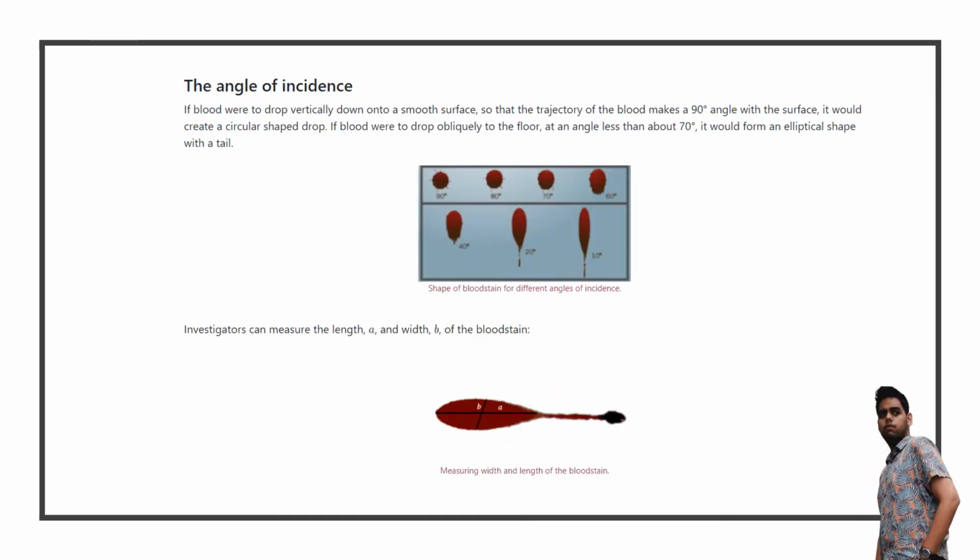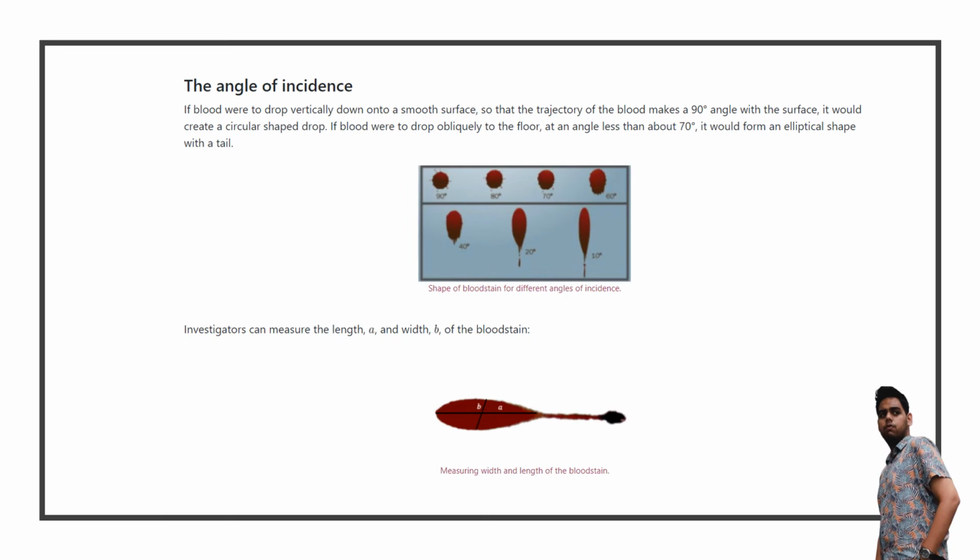Incidence. If blood were to drop vertically down onto a smooth surface so that the trajectory of the blood makes a 90-degree angle with the surface, it would create a circular shaped drop. If blood were to drop obliquely to the floor at an angle less than about 70 degrees, it will form an elliptical shape with a tail. Shape of bloodstain from different angles of incidence is shown in diagram 1.1.